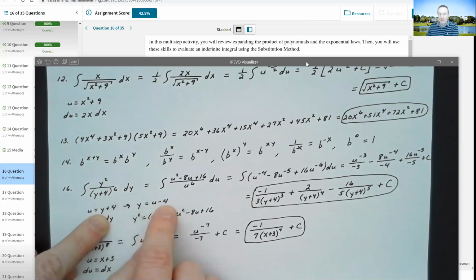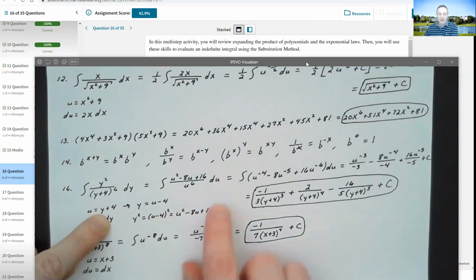Then if y is equal to u minus 4, I could square both sides and say y squared is just u minus 4 quantity squared. U minus 4 quantity squared is going to be u squared minus 8u plus 16. If you have any problem getting that, please FOIL out u minus 4 times u minus 4. Don't be the student that thinks that this is equal to u squared plus 16. There's always a middle term there.